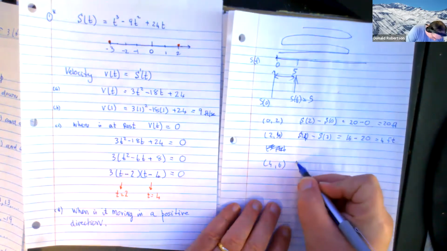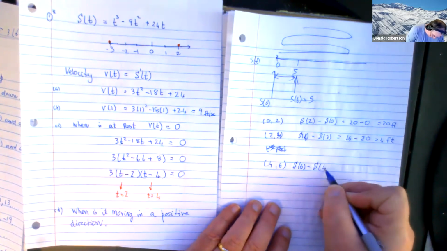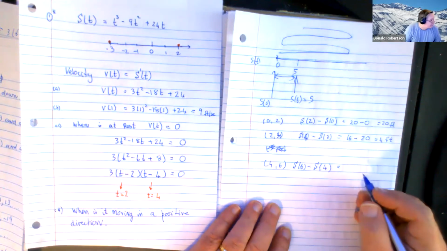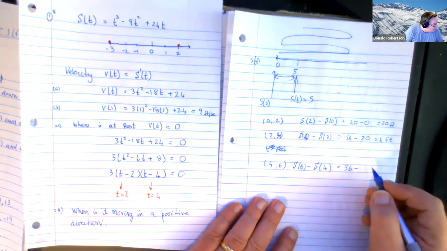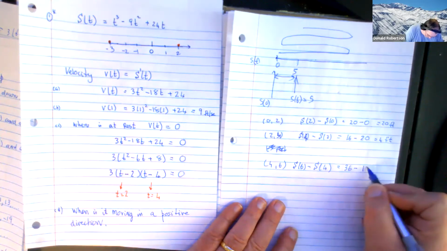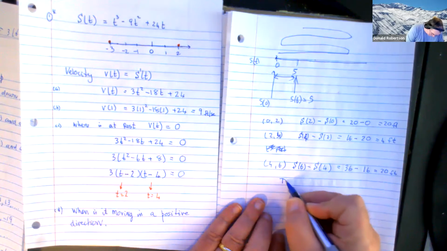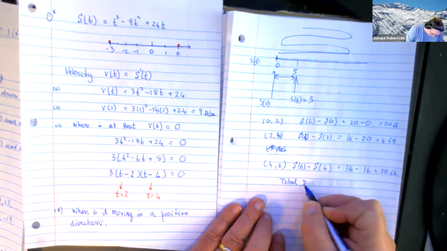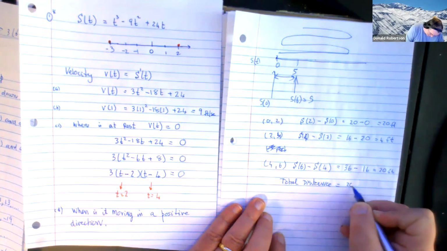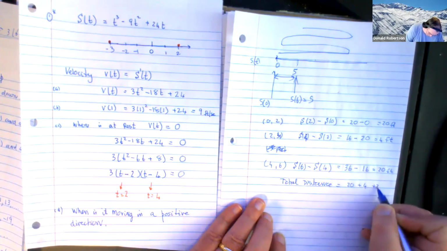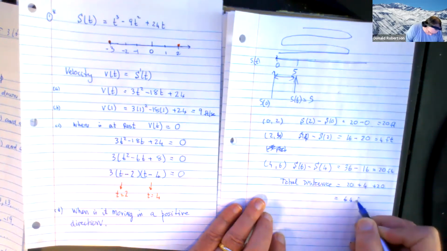Now from 4 to 6, the position at 6, take away the position at 4, and the position at 6 was 36, and the position at 4 was 16. So that would be another 20 feet. So the total distance is 20 plus 4 plus 20, which in this case is 44 feet.